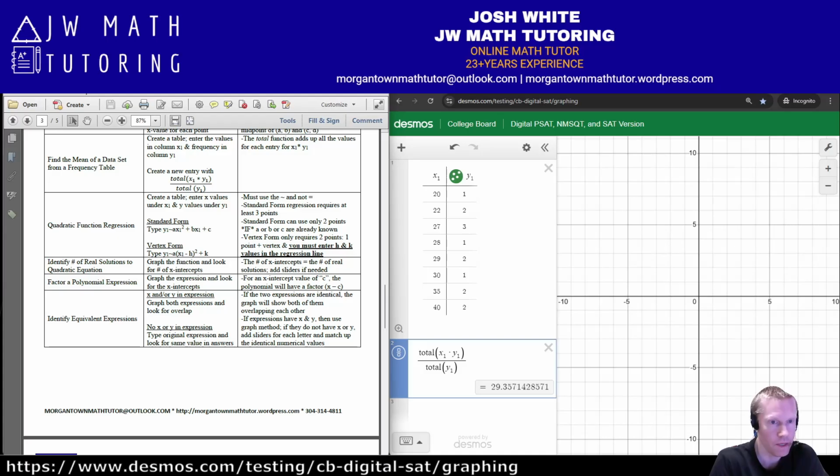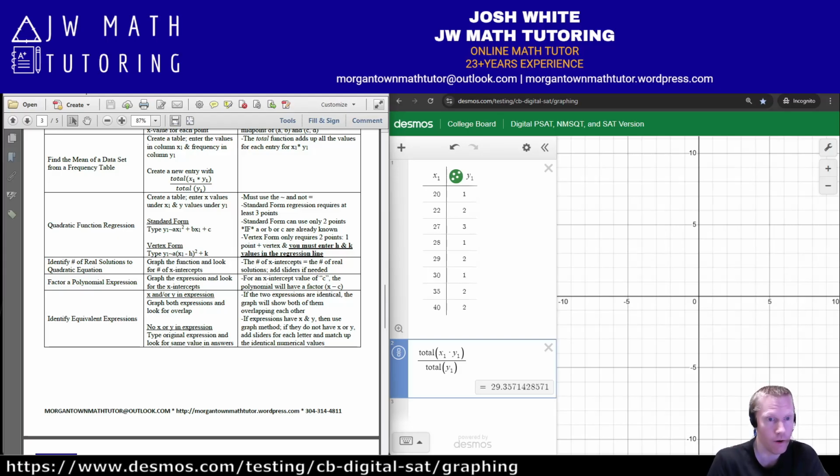There's standard form and there's vertex form. So you can see the regression statements there on the screen. And a couple things to be aware of. If you're going to do standard form, if you do not have the value of A or B or C, you need to have at least 3 points. You can have less than 3 points if you are given the specific value for A or B or C. But if you are not given A or B or C, you need to have at least 3 points.